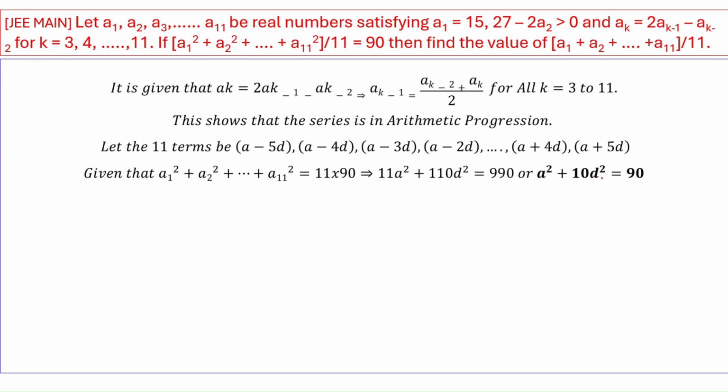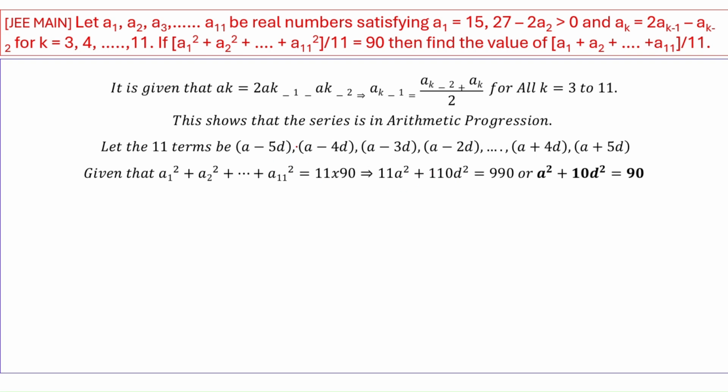Now it is given that a1 square plus a2 square up to a11 square divided by 11 is 90. So if I substitute that, each one is basically squared. There will be 11 a square terms, correct? And how many d square terms will be there? 25, 25, 50, 16 plus 16, 32, 25 plus 32 plus 9 plus 4 plus 1. If I sum up all of them, I will get 110 d squares.